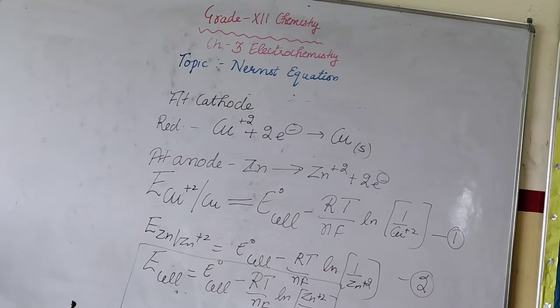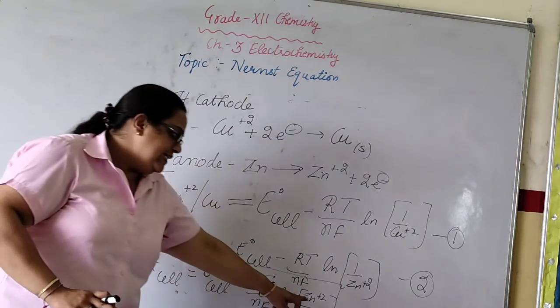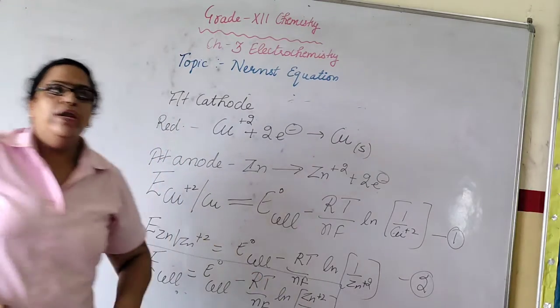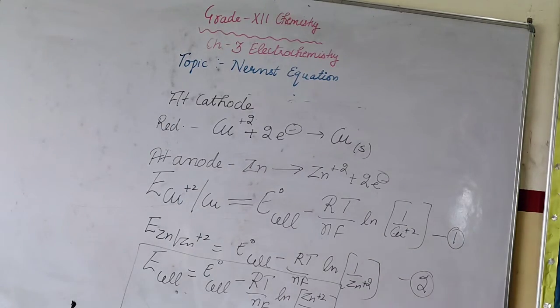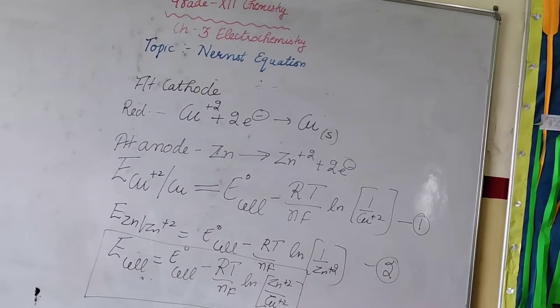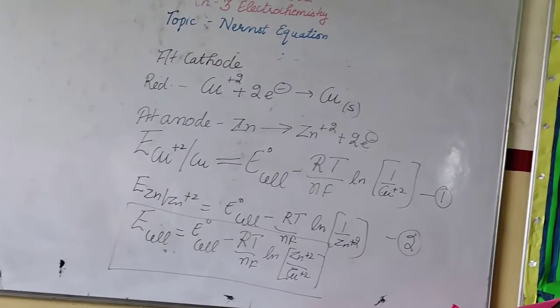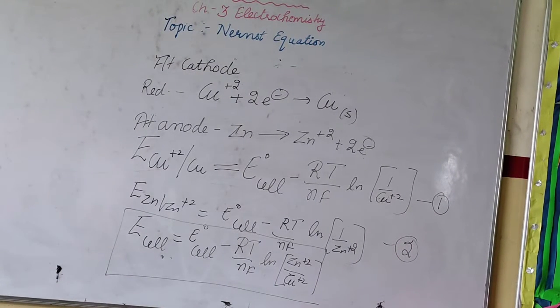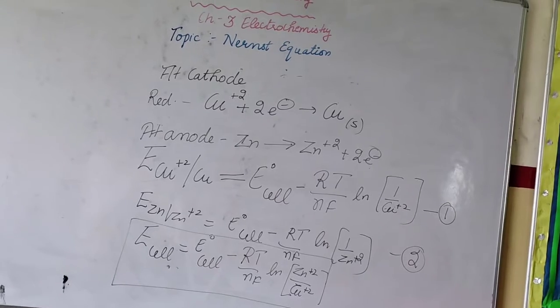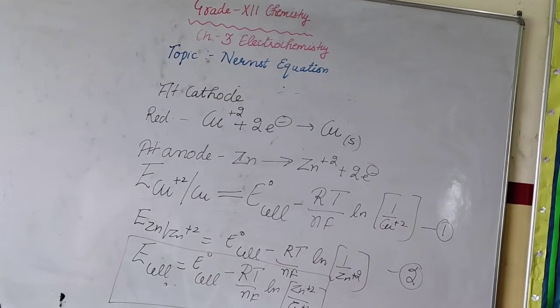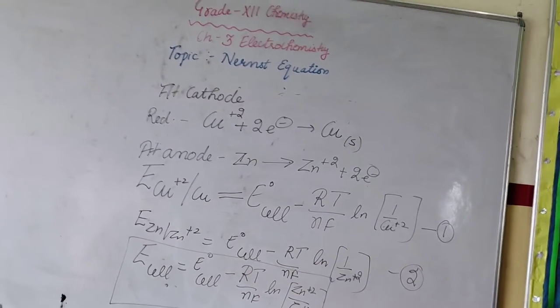My dear students, we tend to forget whether it is oxidation over reduction or reduction over oxidation. So remember the word OR. O is your oxidation and R is your reduction. So OR means oxidation over reduction. This is your general Nernst equation for the Daniell cell.